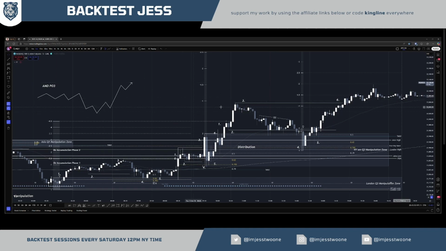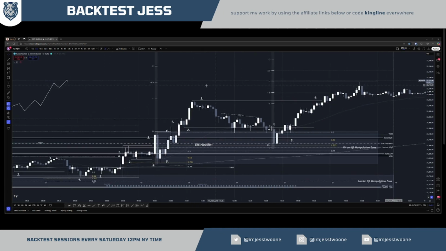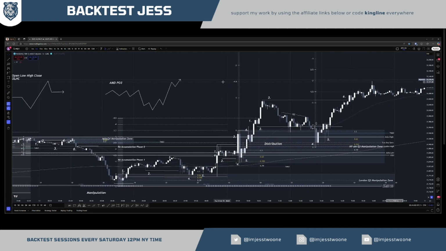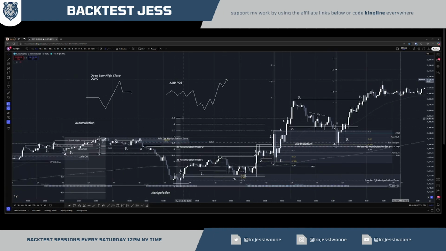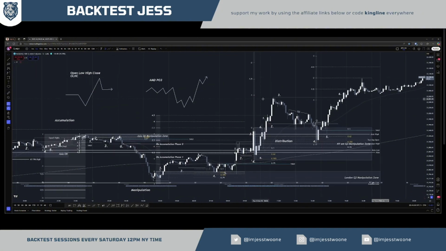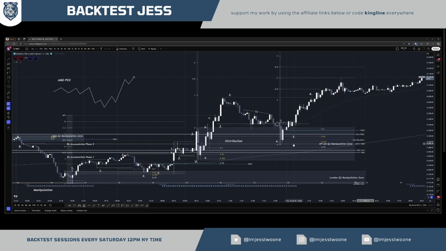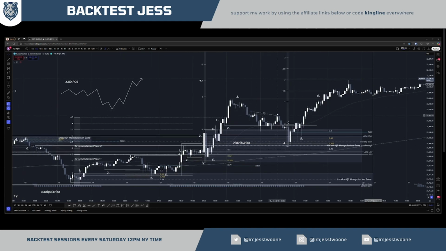And then it's done the whole thing again, coming into the PM session. So we've come out, we've hit the 4.5. We've had another push into Q4. And then we've got our retracement. And this has come back into the zone, respects the 50% level of the zone, creates liquidity along here.